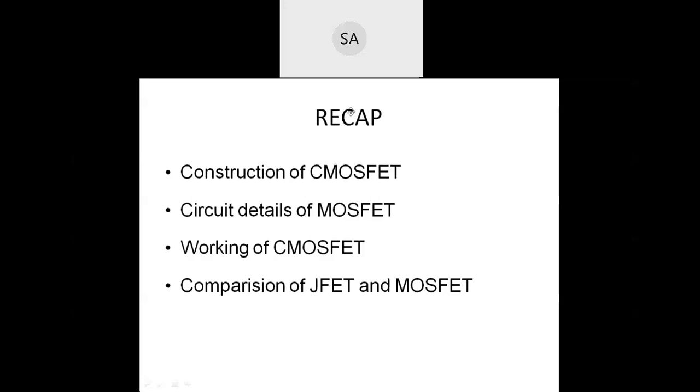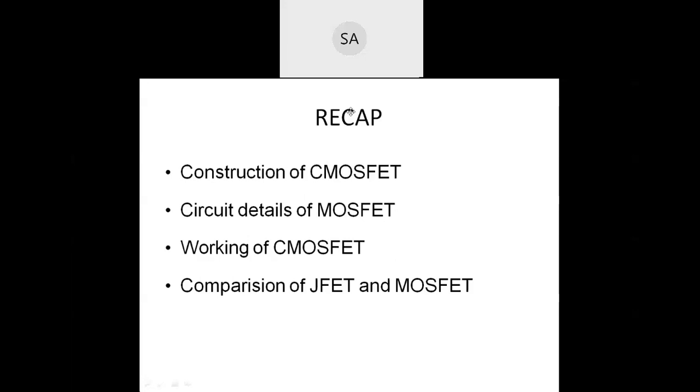That is, how we take the P-type substrate, how we form the N-well, and how we form the N-mask and P-mask. We discussed the fabrication process step by step: depositing the SiO2 layer over the entire surface, applying photoresist, exposing to UV light, and removing the part that is not exposed. Then diffusion occurs and the N-well is created.